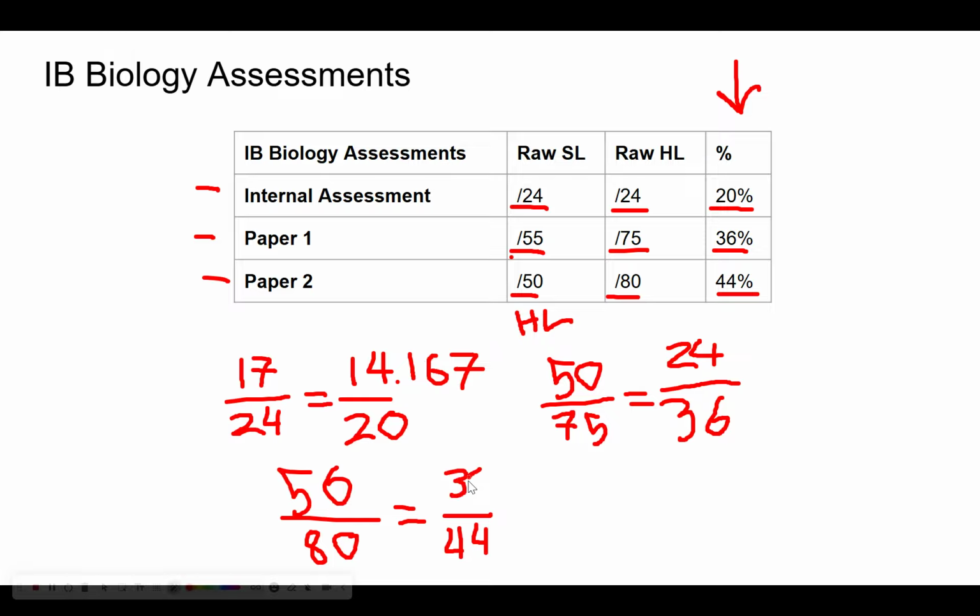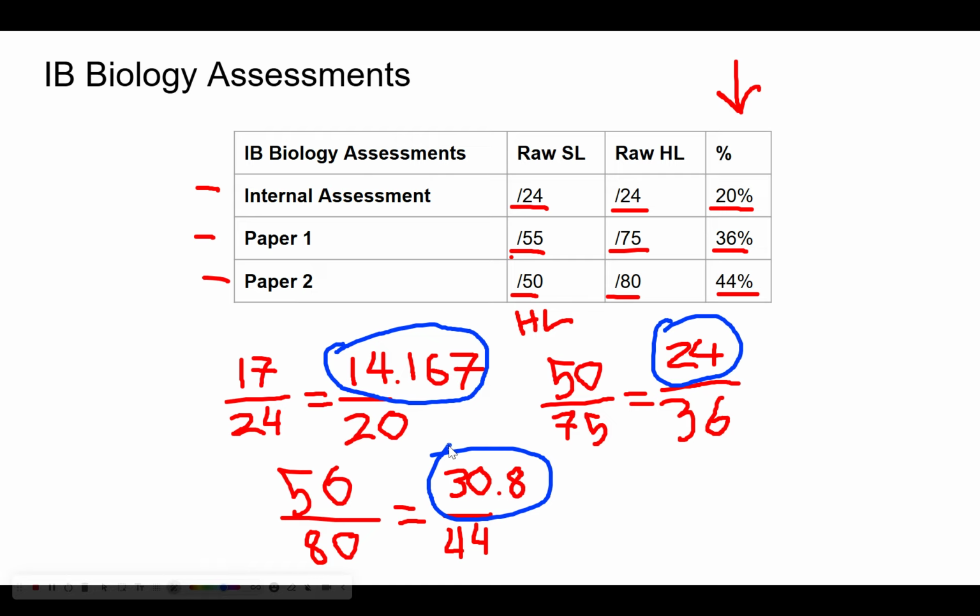You would then add together these 3 values, the ones I'm going to actually go in and circle. So you would add together the number of points from the IA component, the number of points from the paper 1 component, and the number of points from the paper 2 component. When you do that, you get 14.167 plus 24 plus 30.8 is equal to 68.96.